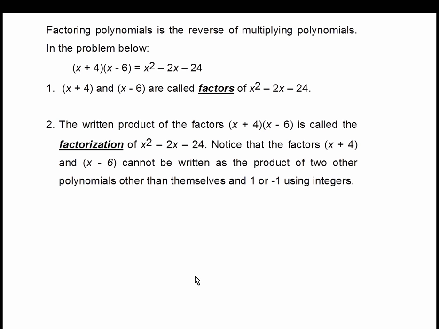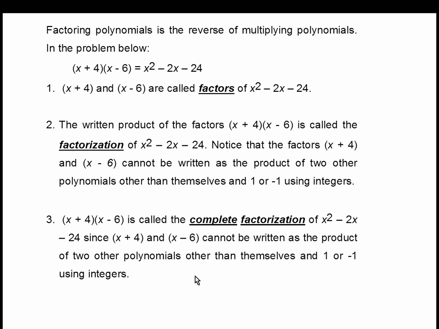Notice that the factors x plus 4 and x minus 6 cannot be written as the product of two other polynomials other than themselves and 1 or minus 1 using integers. Number 3, x plus 4 times x minus 6 is called the complete factorization of x squared minus 2x minus 24, since x plus 4 and x minus 6 cannot be written as the product of two other polynomials other than themselves and 1 or minus 1 using integers. We're typically going to use integers or at worst rational numbers. We don't use irrational numbers when we factor.